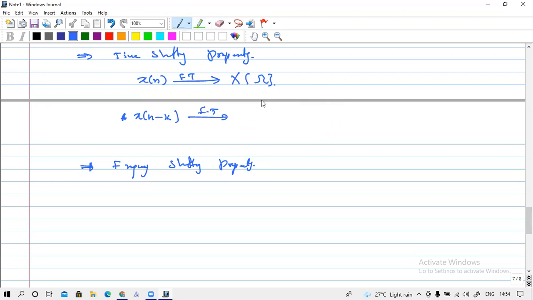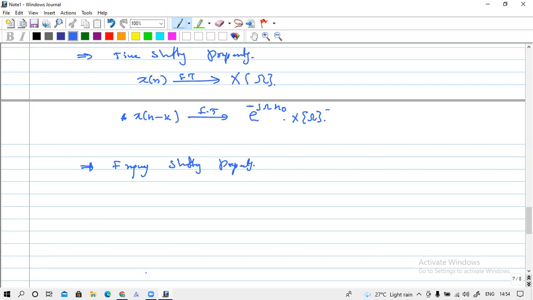Here you have x[n minus n naught] and e to the power minus j omega n naught times capital X of omega. So this is minus. I made a mistake with X of omega. So this is the time shifting property.